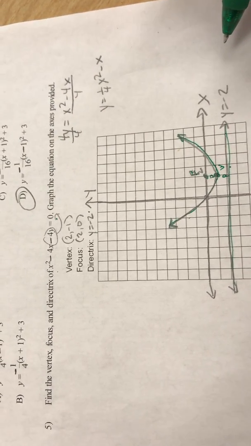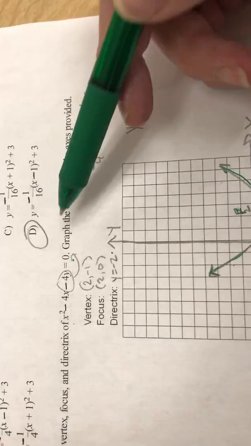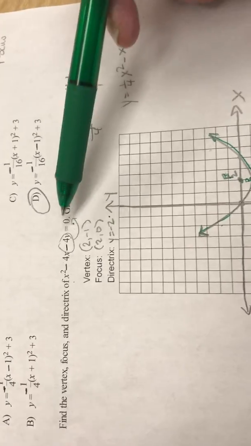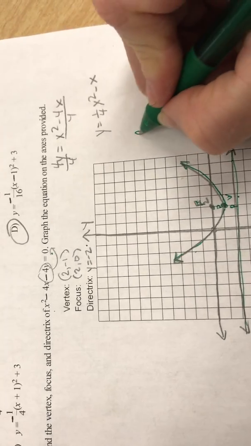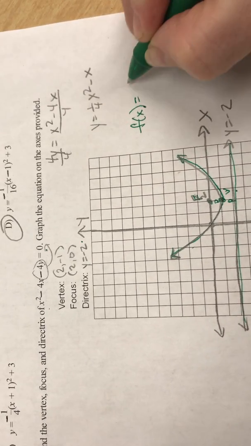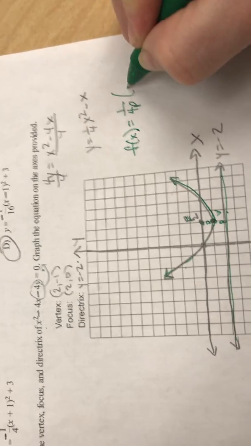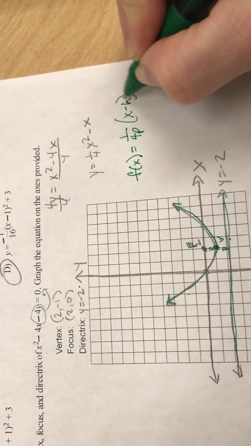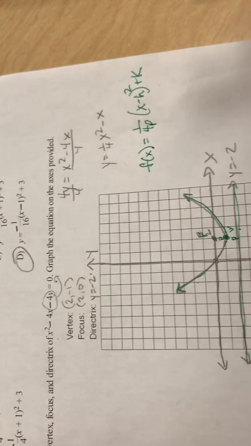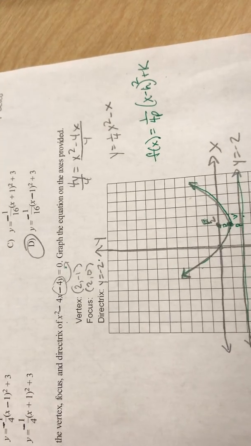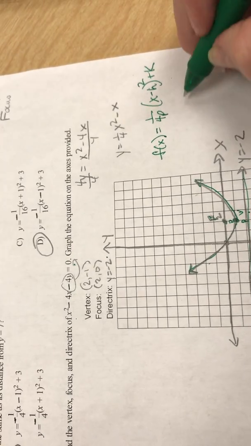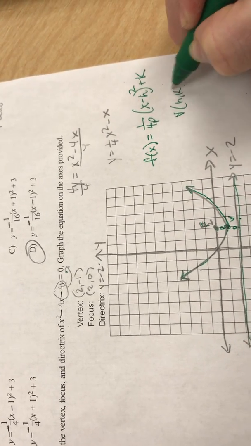Okay? So I'll show you really quick, just in case this was ever a Regents question, to solve this, to get it into f of x equals 1 over 4p times x minus h squared plus k. I've told you, make sure that you put this on a Post-it note where you look at it a couple times a day, okay? The vertex is (h, k).